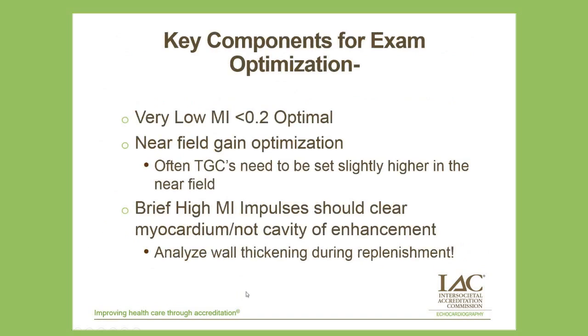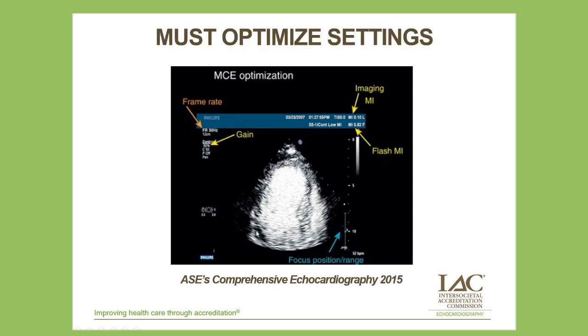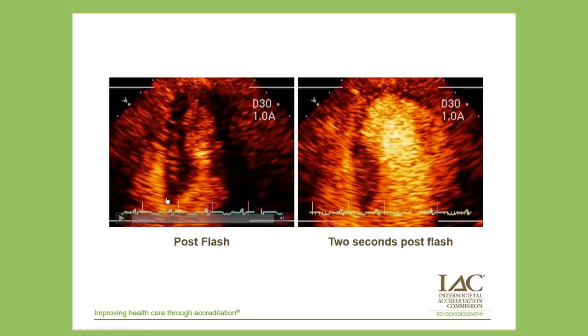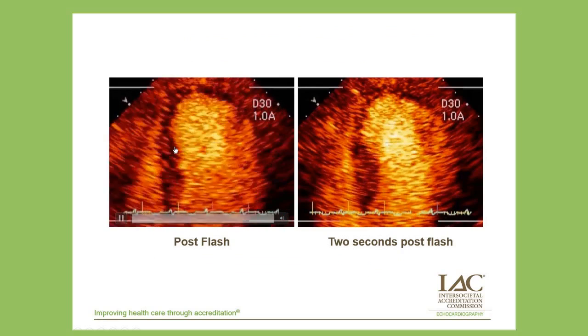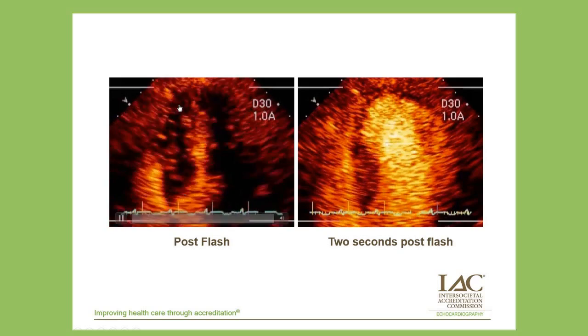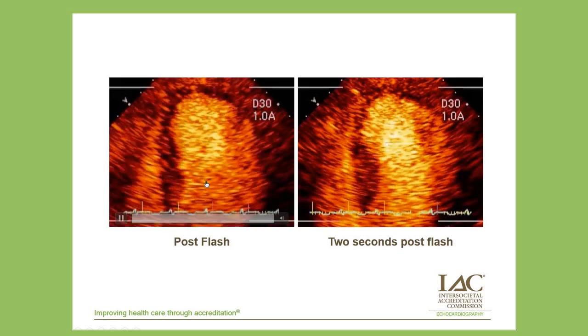The key components of the exam are the frame rate, the gain, the imaging mechanical index, and the flash mechanical index. What is typically done in these settings with the very low mechanical index imaging settings is that you'll see good myocardial contrast enhancement and good left ventricular cavity opacification, but we'll use a brief high mechanical index impulse to clear the myocardium of contrast and visualize its replenishment, but also to visualize the regional wall motion very well, as is depicted in this patient here during stress. You can see this is right after that high mechanical index impulse here, where it looks like regional wall motion is pretty good in the distal septum, apex, and apical lateral segments.